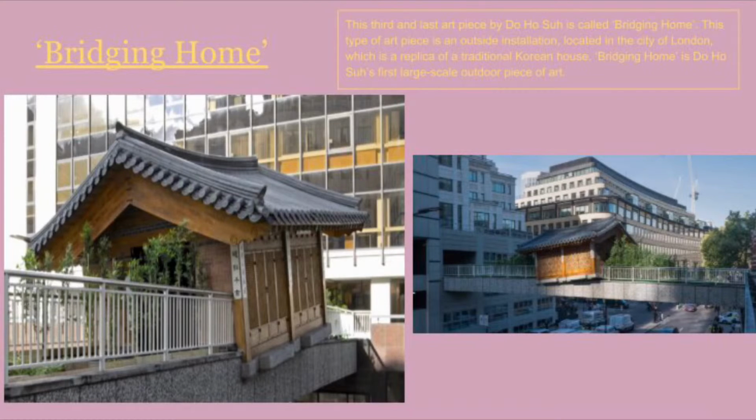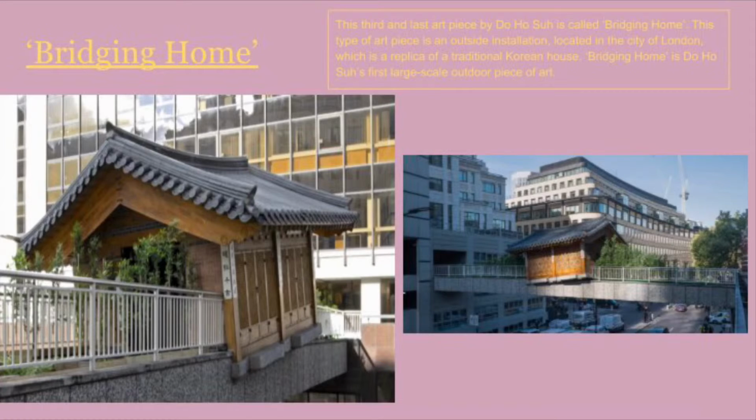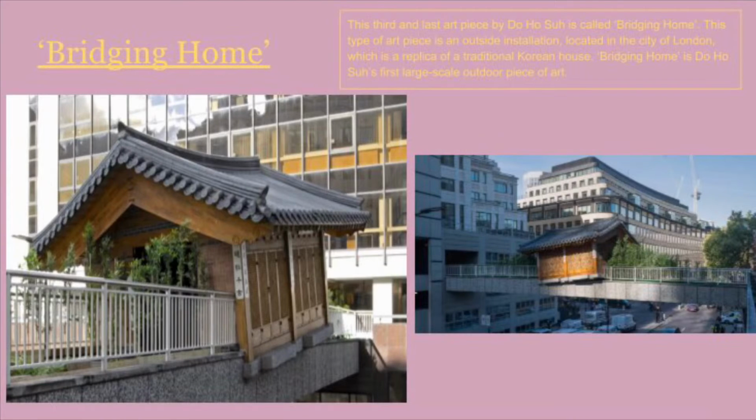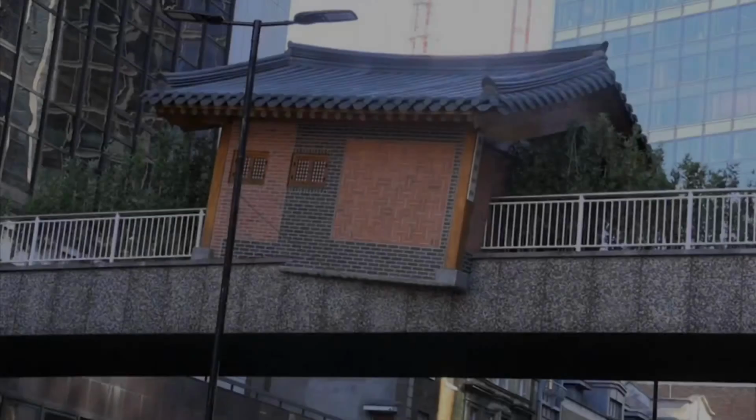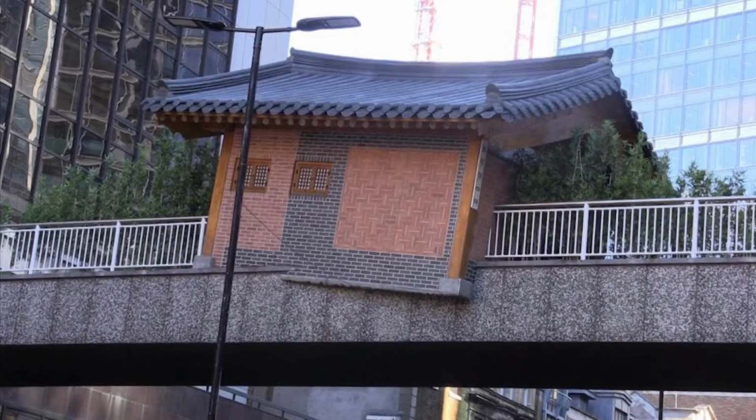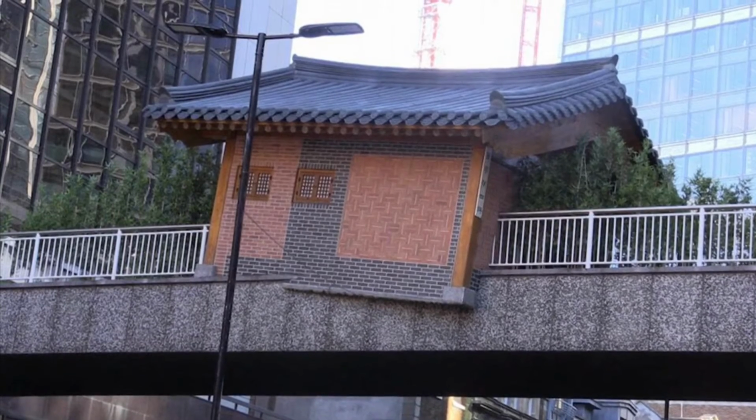This third and last art piece by Ho Suh is called Bridging Home. This type of art piece is an outside installation located in the city of London, which is a replica of a traditional Korean house. Bridging Home is Ho Suh's first large-scale outdoor piece of art. Here are two images that will show you a closer look of Bridging Home.